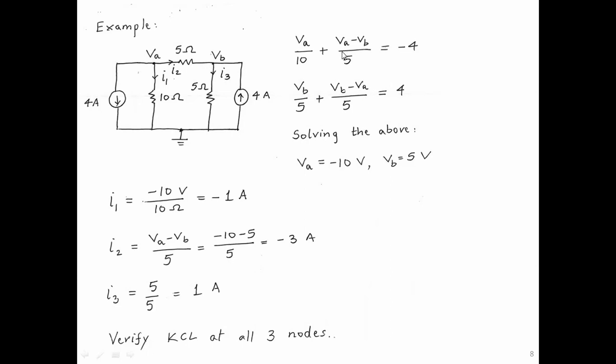Now I'm leaving it to you to solve. If you solve, you will find that VA is equal to minus 10 and VB is equal to 5. And let us find all the currents also. So I1 is VA by 10. VA is minus 10, so we get I1 equal to minus 1 ampere. I2 is VA minus VB by 5, that is minus 10 minus 5 by 5, which is minus 3 amps. And I3 is VB by 5, which is 1 ampere.